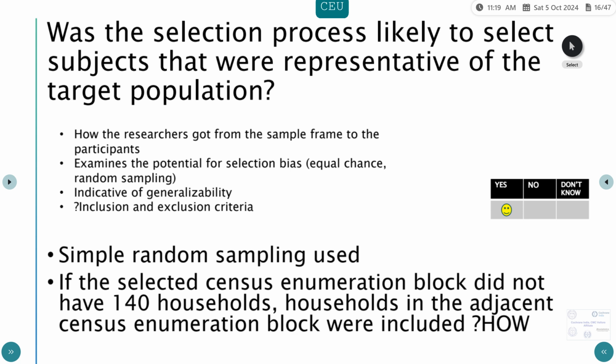So here they mentioned that simple random sampling is used at 2 levels, and once they have reached the census enumeration block, among the 130 or 150 households that were there, they randomly selected one of those households and then went around surveying all the households till their sample size in that cluster was reached.